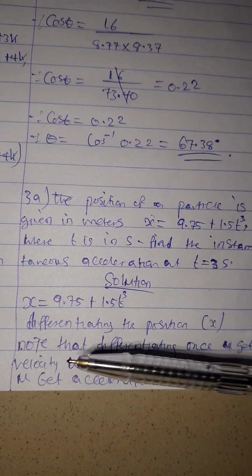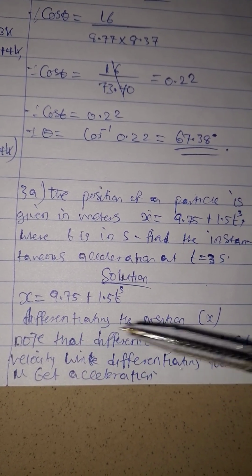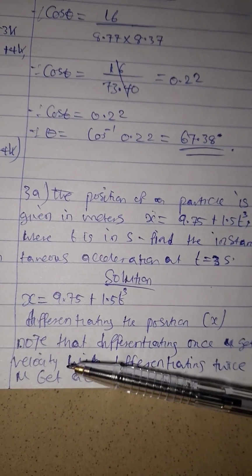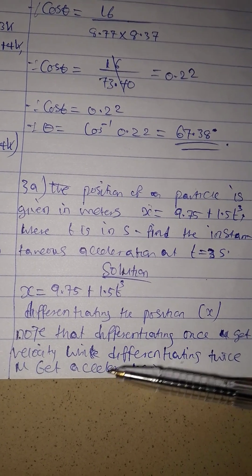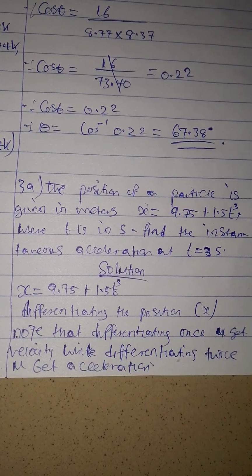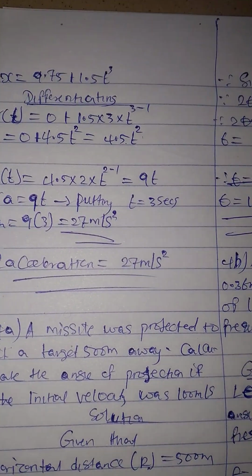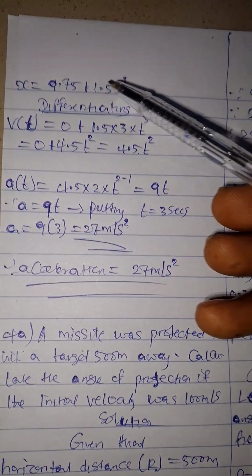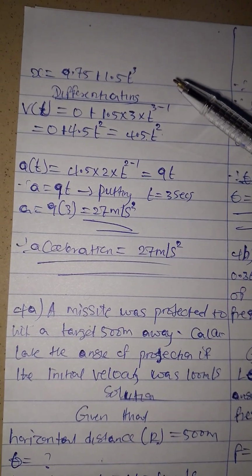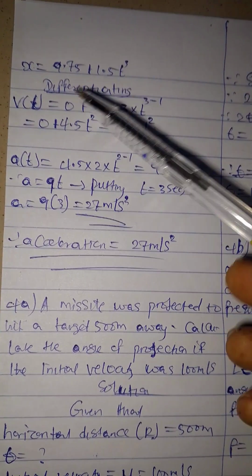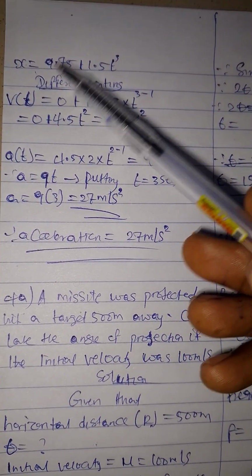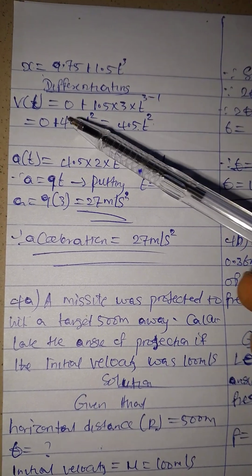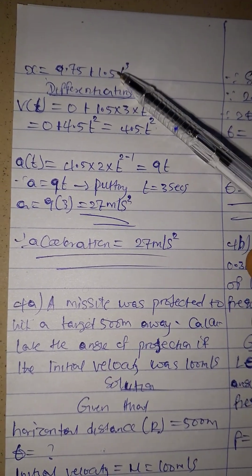Now, note that differentiating the position x, when you differentiate once, you get the velocity, while when you differentiate twice, you get the acceleration. You understand? So let's continue. So since the distance is this, now I want to find my velocity. To find my velocity, I have to differentiate this once. So I know that in differentiation, when differentiating a whole number or a decimal without an alphabet attached to it, you call this 0.